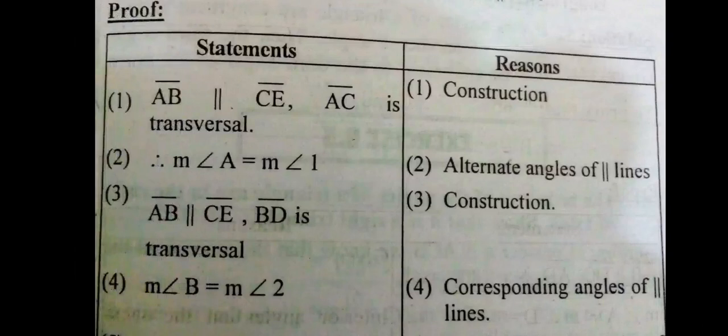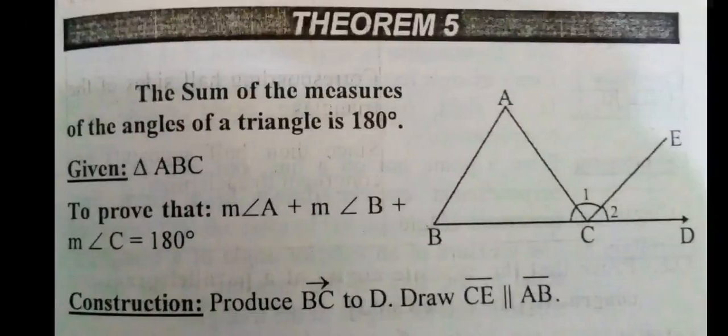Come towards statement number 2. Therefore, measure of angle A equals measure of angle 1. The reason they are giving is alternate angles of parallel lines. Where is the measure of angle A? You can see measure of angle A and measure of angle 1.